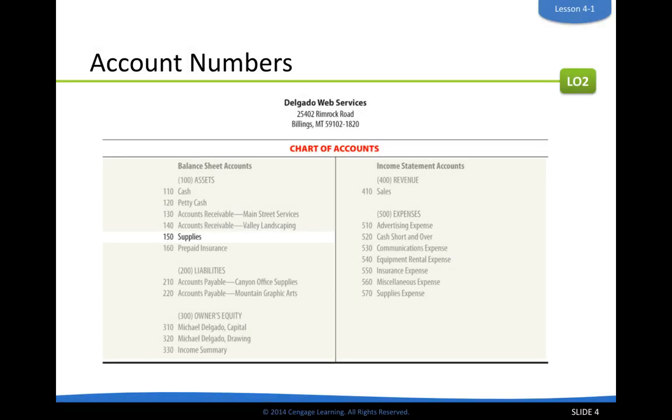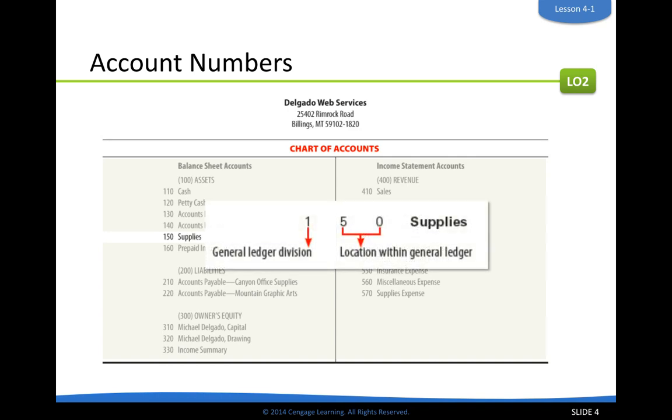Next, we're going to talk about how we get the account numbers. So you can see that we have supplies here as account number 150. The first number, so a 1 or 100s for assets, that's telling you the general ledger division. So the asset division all start with a 1. Liabilities, you can see they all start with a 2.